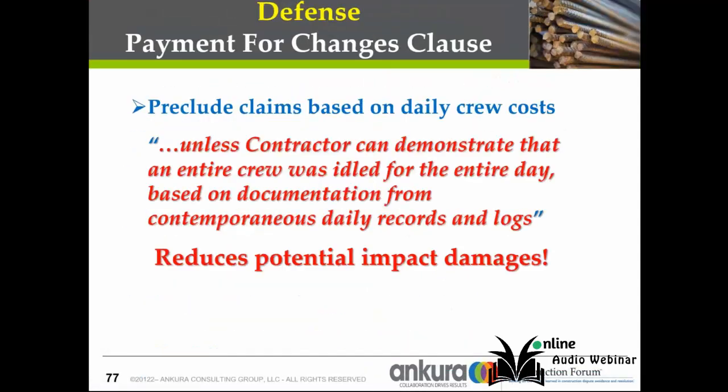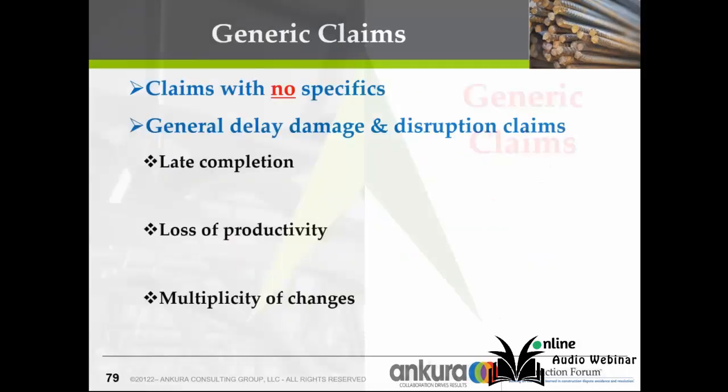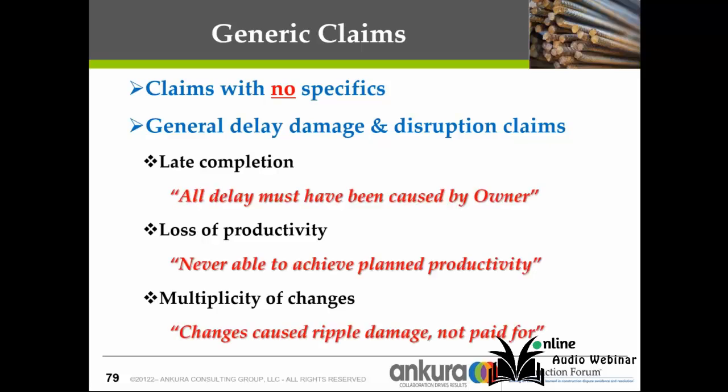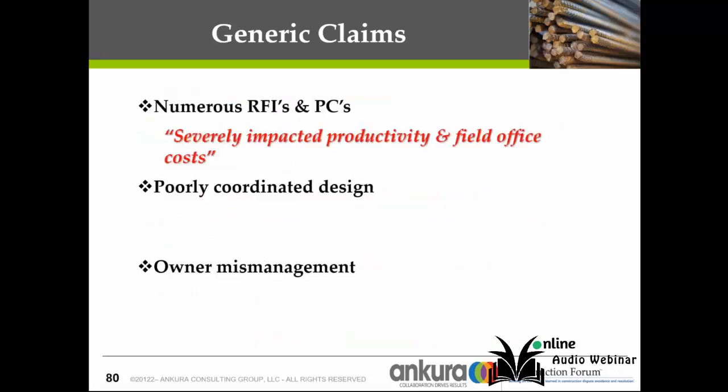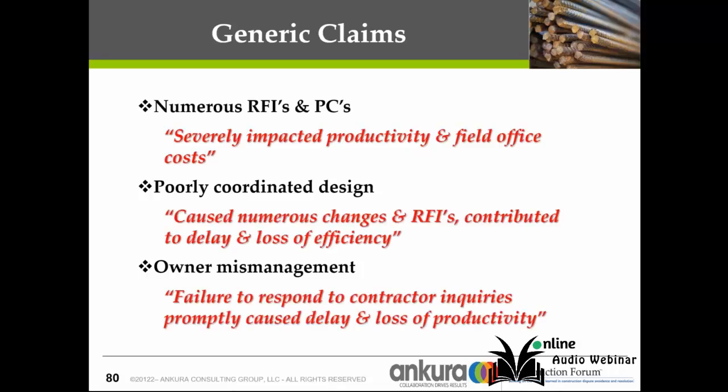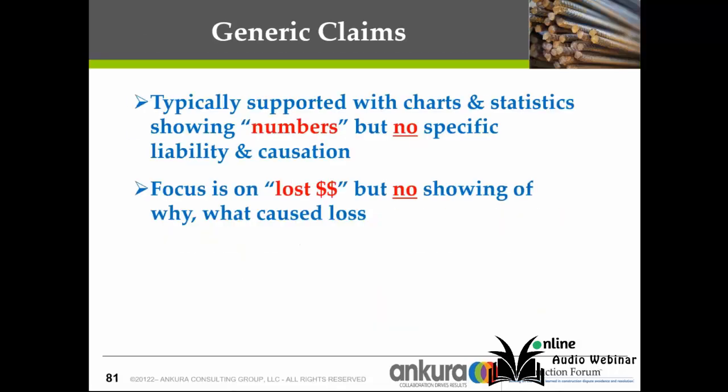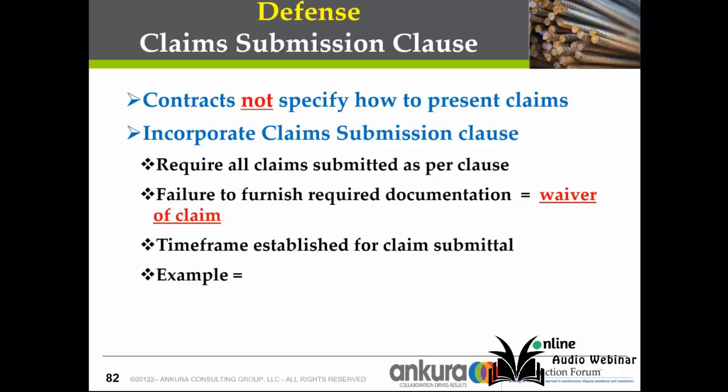Generic claims. These are claims with no specifics. Generally, it's what I call a delay, damage and disruption claim. Changes are caused by ripple damage not paid for. Number of RFIs and RFCs. Severely impacted productivity and field costs. Typically supported by charts and statistics showing this. Part of the problem is contracts don't specify how to present claims.